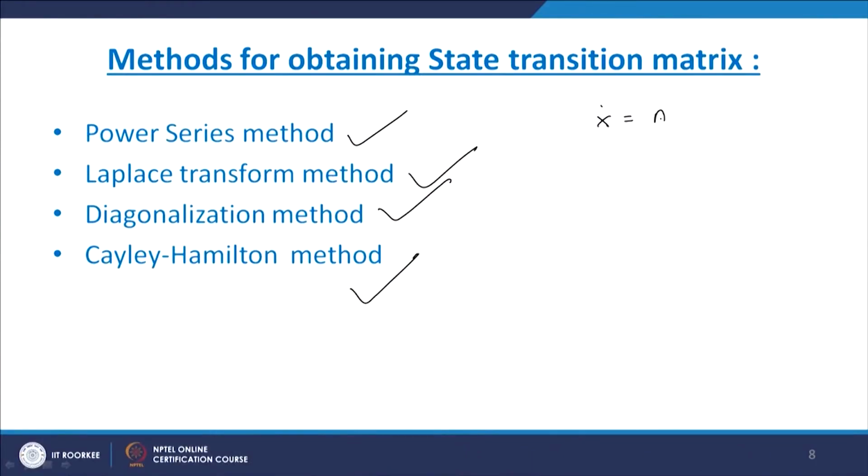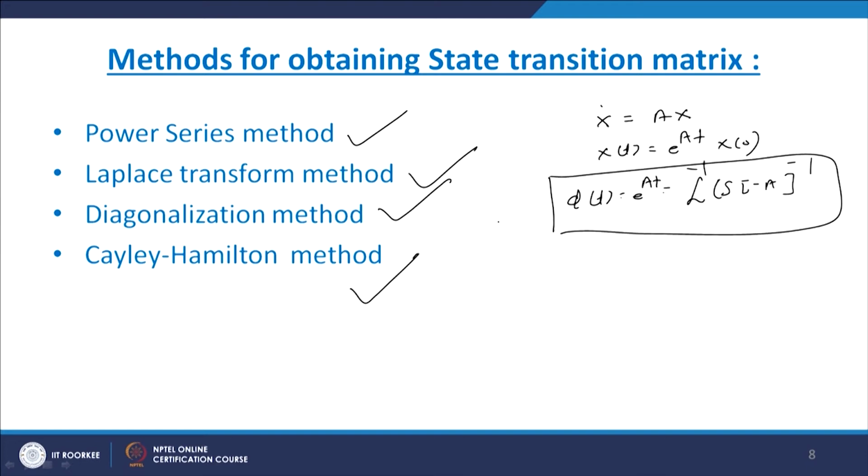We have already seen this approach earlier to get the state equation, that is x dot equals A x, x of t equal to e raised to a t into x naught, and now this phi of t equal to e raised to a t equals Laplace inverse of (sI minus A) inverse. By means of this, we can calculate the state transition matrix using the Laplace transform method, that is, you have to take (sI minus A) inverse.